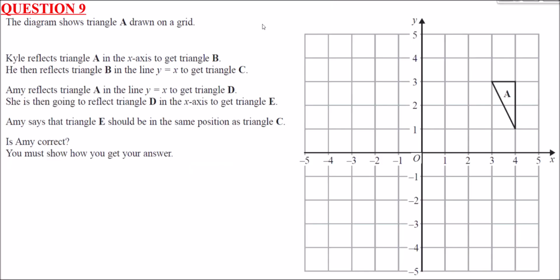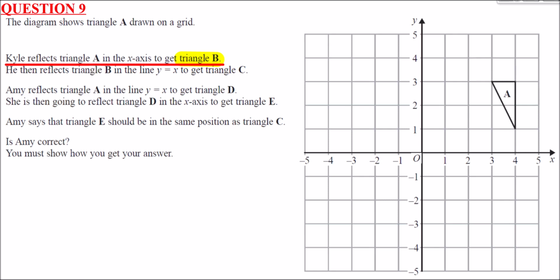Question 9, we've got some transformations to do. So we've got triangle A on a grid. Kyle's going to do quite a lot of transformations with this one triangle. First of all, he's going to reflect triangle A in the x-axis to get triangle B. So in the x-axis means it's going to be flipped. It's going to come from this place, and it's going to end up upside down, down here.